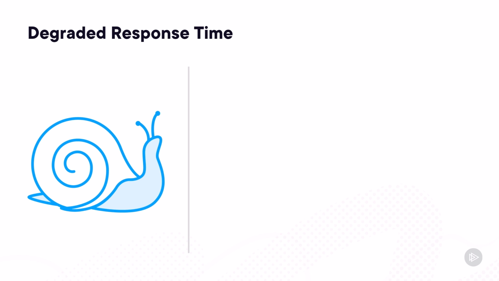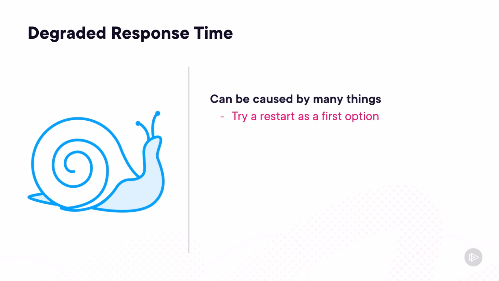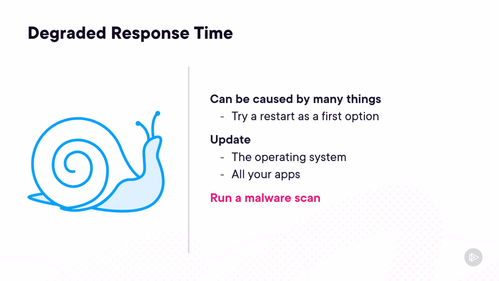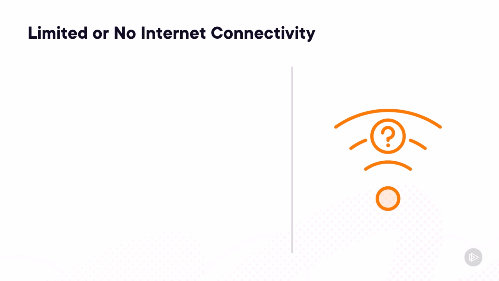You might also see a degraded response time on your apps and phone in general. This can of course be caused by many things. The first thing you should try to do is restart the phone and of course update both the operating system and all your applications. If it continues, you can always try to run a malware scan or, at worst, reset the phone to factory settings. Another symptom might be limited or no internet connectivity.